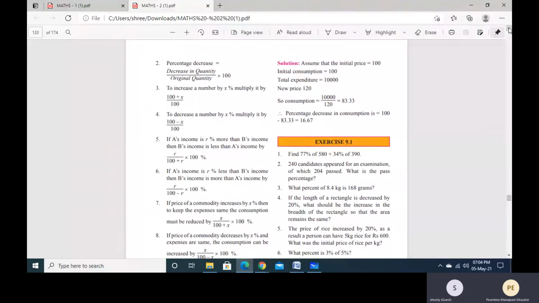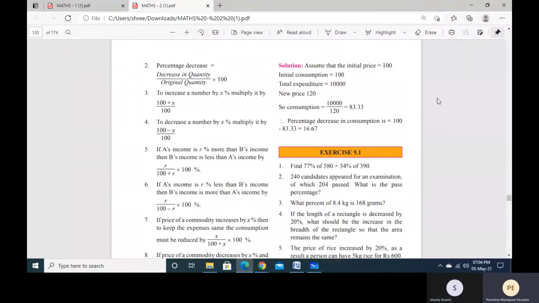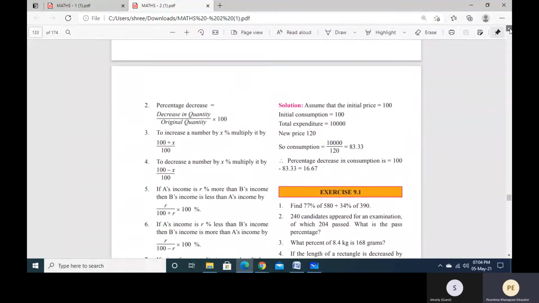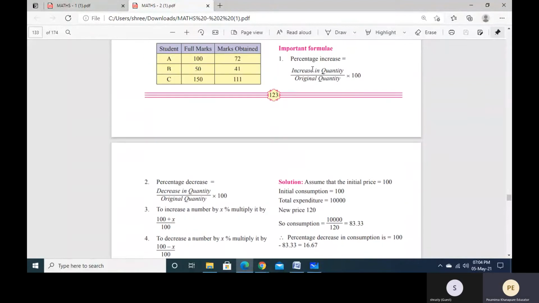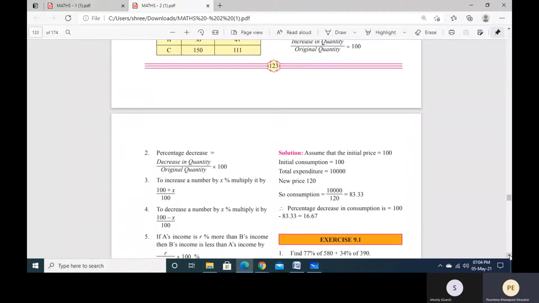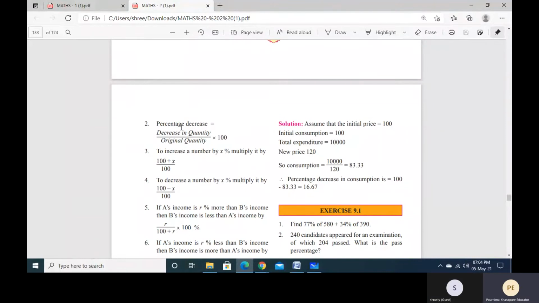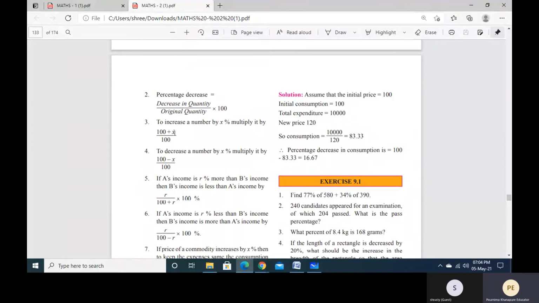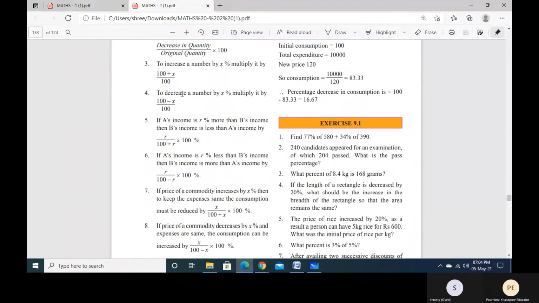So these are some formulas that we are going to study over here. For percentage: increase in the quantity upon original quantity into 100. Percent decrease is decrease in quantity upon original into 100. To increase the quantity, we just take (100 + x) upon 100. To decrease, (100 - x) upon 100. If A's income is r% more than B's income, then B's income is less than A's income by r upon (100 + r) into 100.